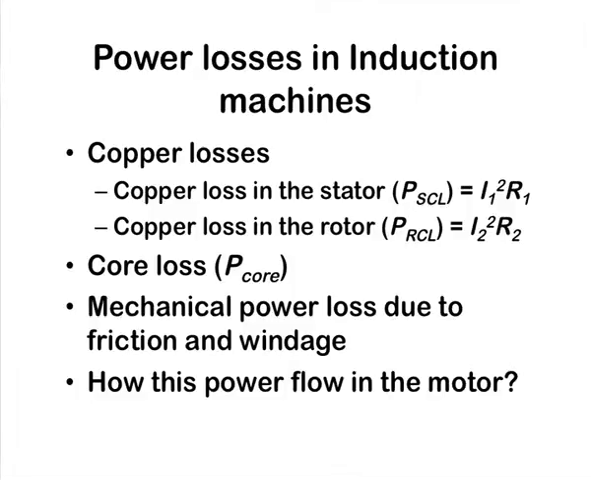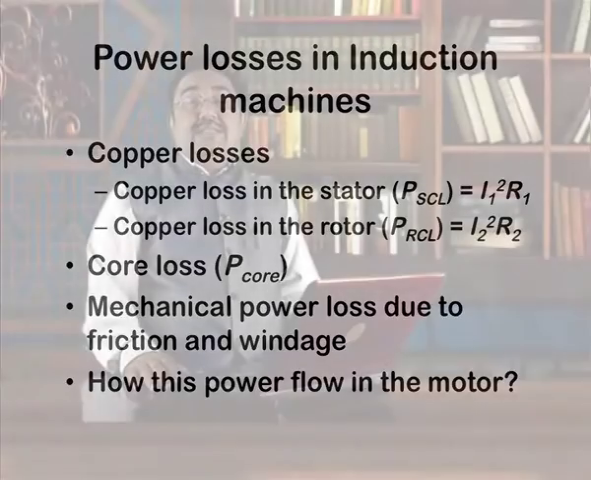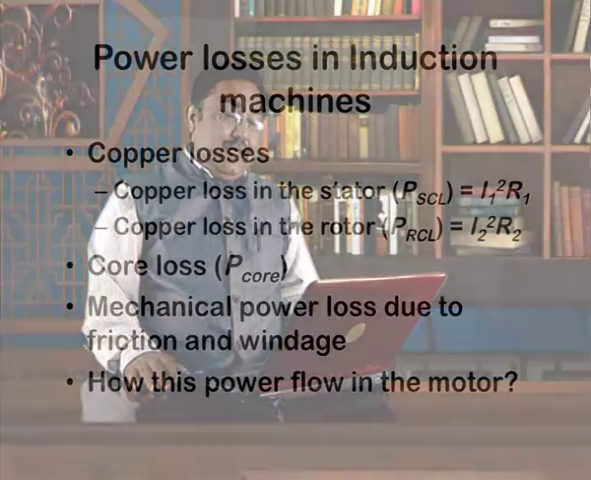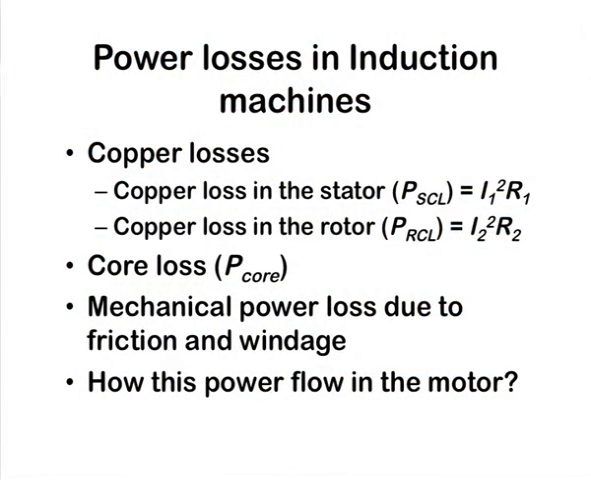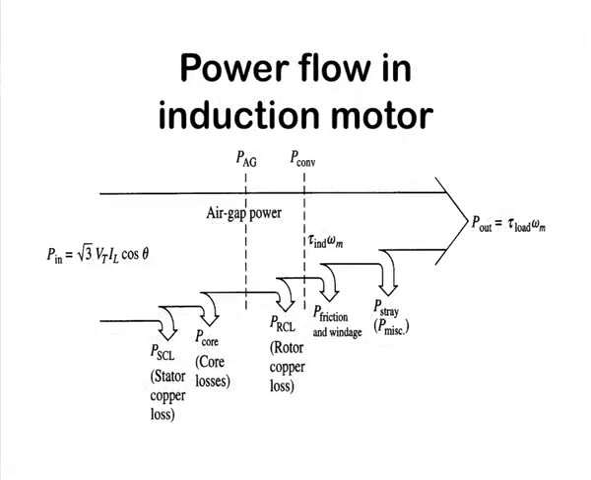Now, the core is also being utilized in the stator, therefore there is also a core loss which will be denoted by P core. Now, as the name suggests, it is a rotating machine, therefore there will be some mechanical loss due to friction and windage. And how does power flow in the motor after considering the losses? Let us look to the screen.